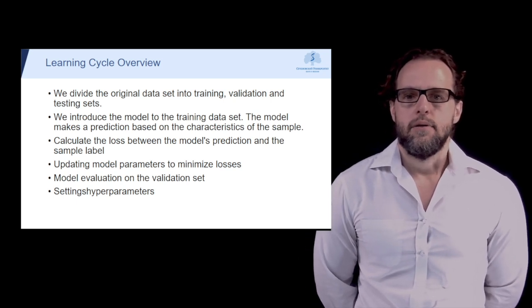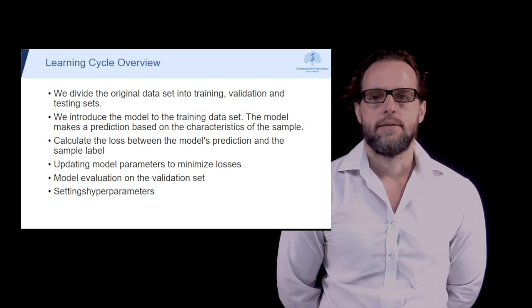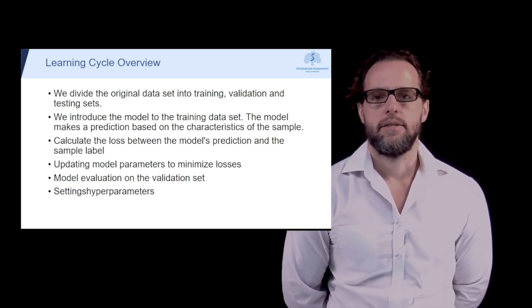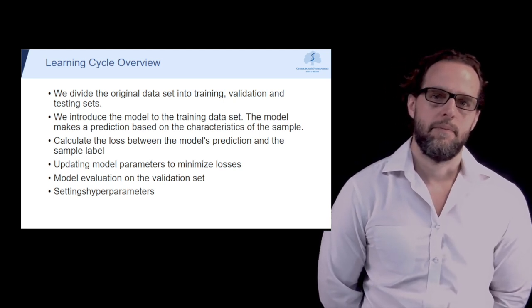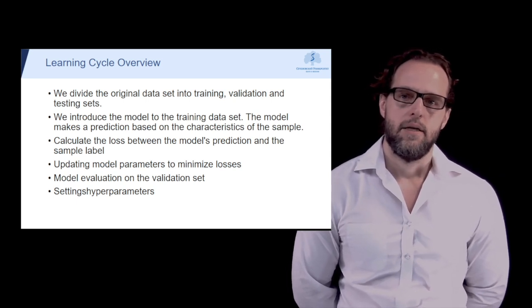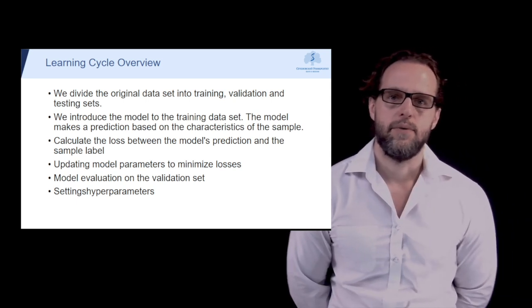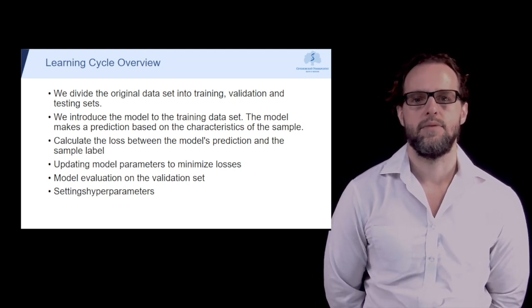We let the model scan our training dataset. The model makes a prediction based on the characteristics of the sample, and we calculate the difference between the model's prediction and the sample label. A loss is a numeric value indicating how far the forecast is from the mark.